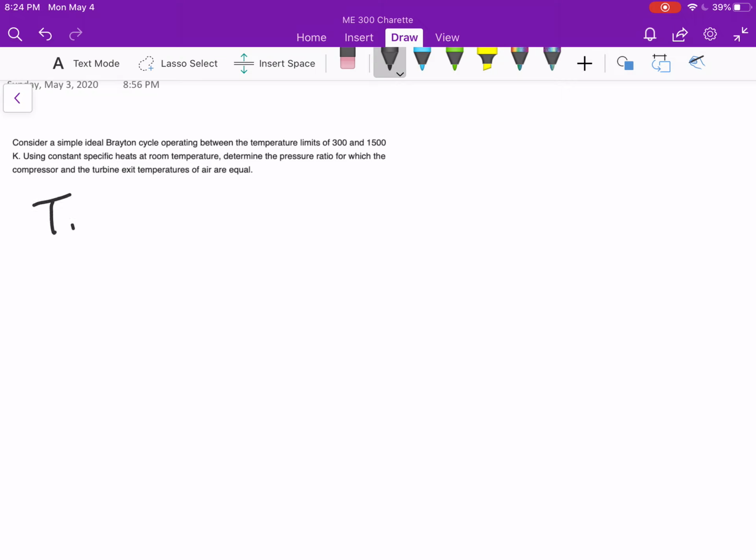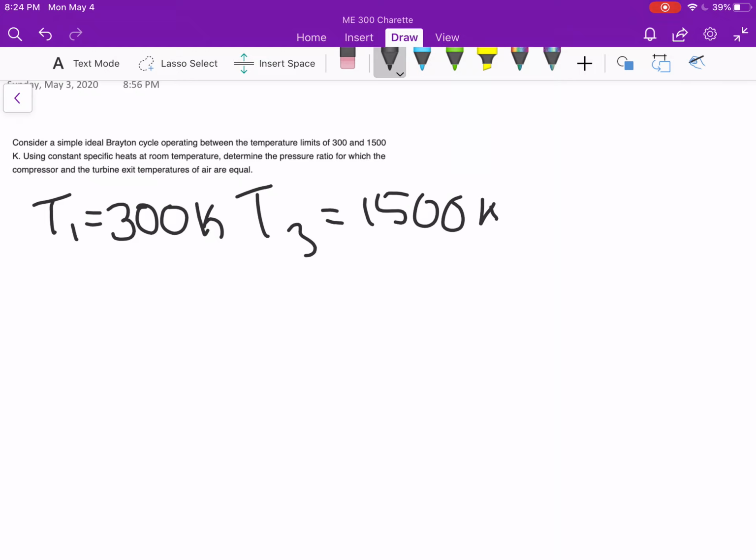We know that T1 equals 300 Kelvin. We know that the maximum temperature, T3, equals 1500 Kelvin. And we know that our specific heat ratio is going to be 1.4.